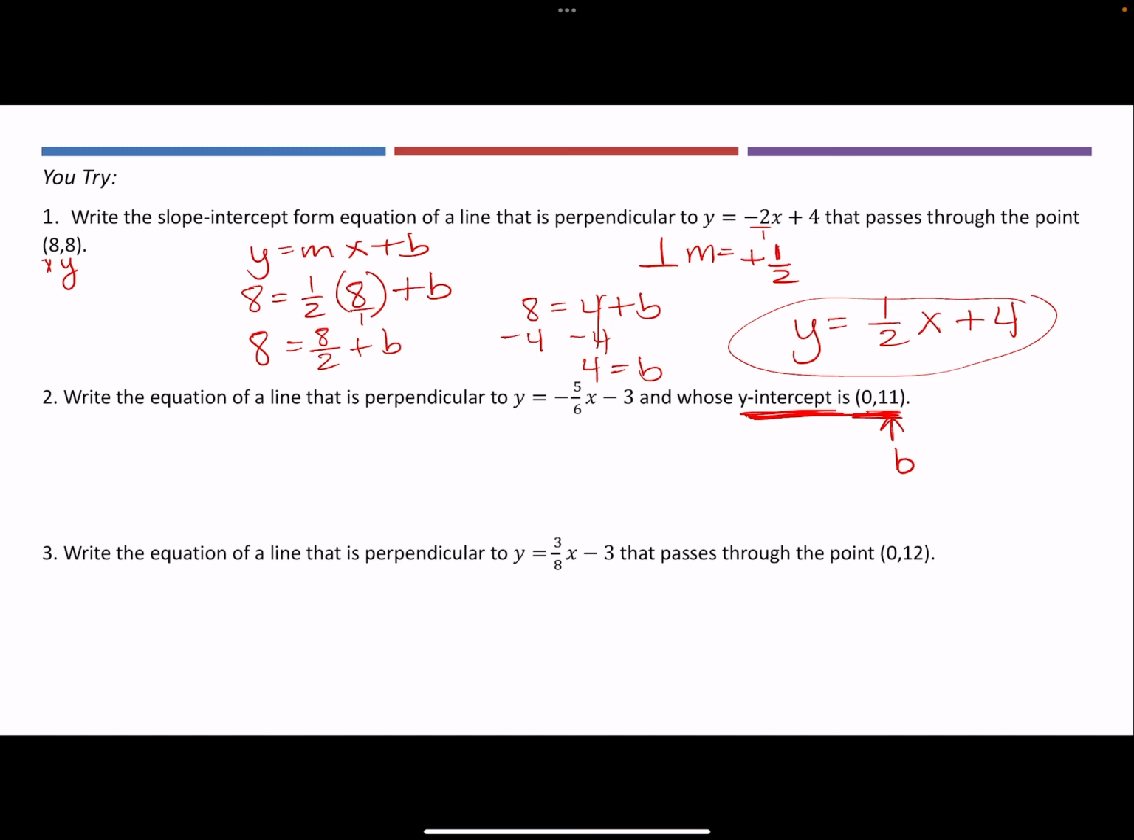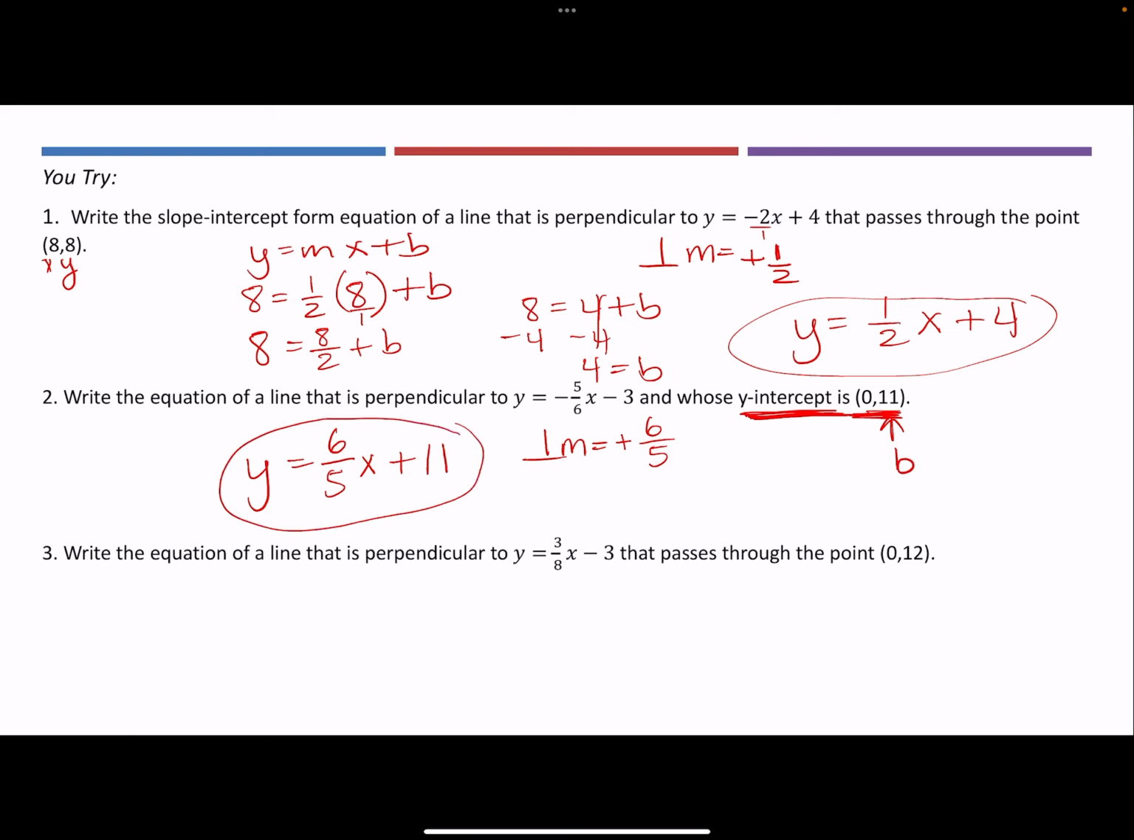But I do have to think about the slope. So perpendicular slope, I've got to flip the fraction, change the sign. It was negative 5/6. It now becomes positive 6 over 5, that's the opposite reciprocal. Now I have an m and I have a b. So y is equal to 6 over 5 x plus 11.